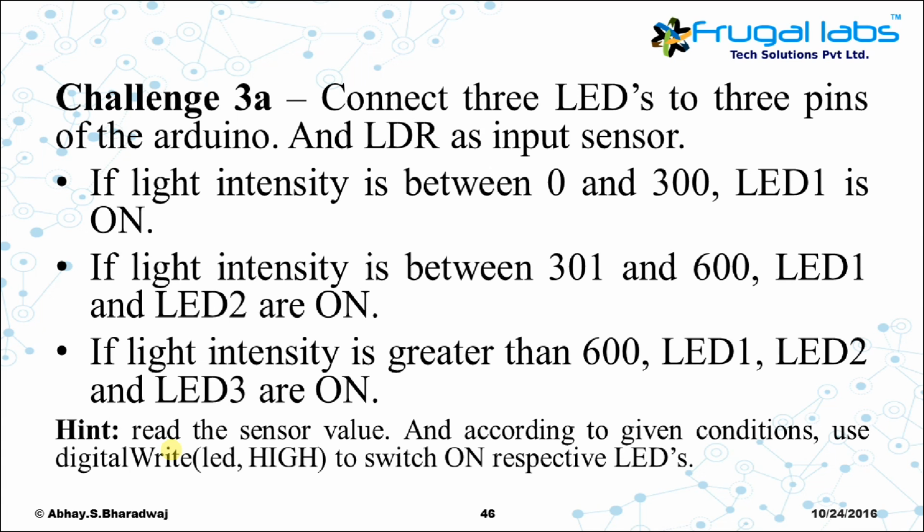So I have a challenge for you, challenge 3A. Connect 3 LEDs to 3 pins of the Arduino and an LDR as an input sensor. Now if the light intensity is between 0 to 300, then only LED 1 should be turned on. If the light intensity is between 301 to 600, then LED 1 and LED 2 need to be turned on. And if the light intensity is greater than 600, then all 3 LEDs must be turned on.